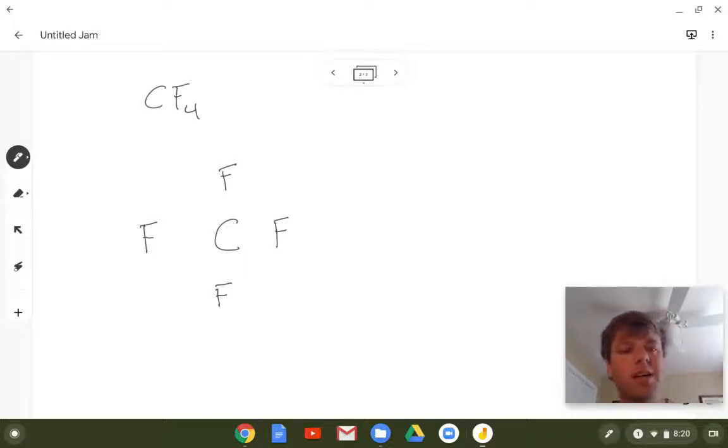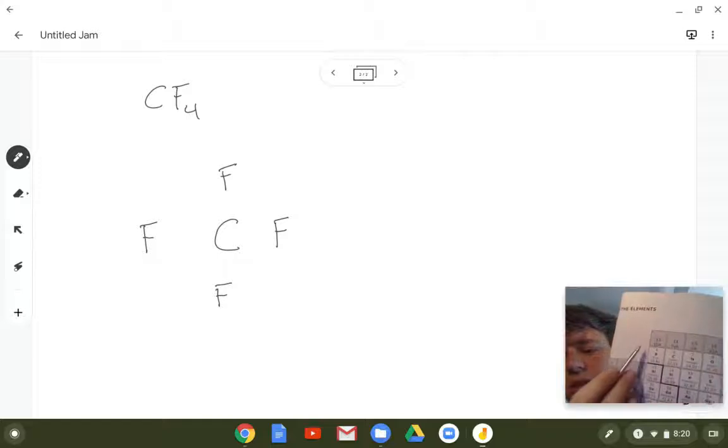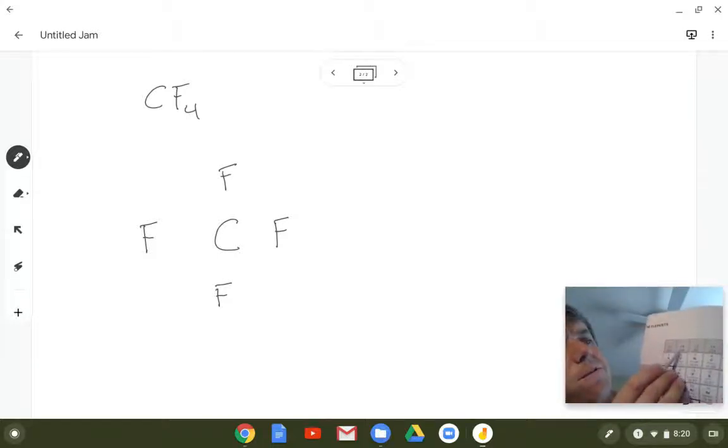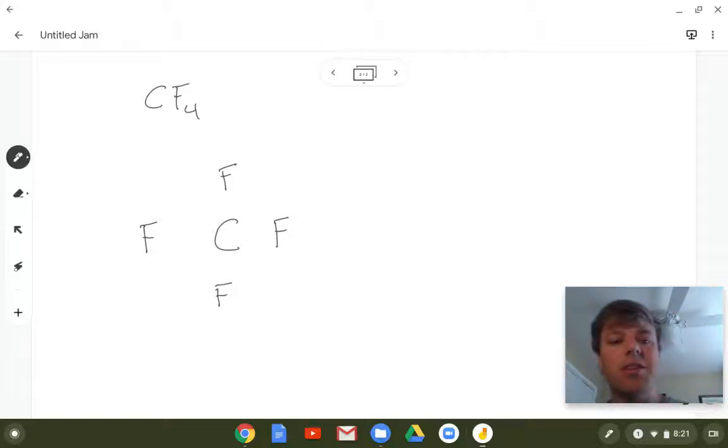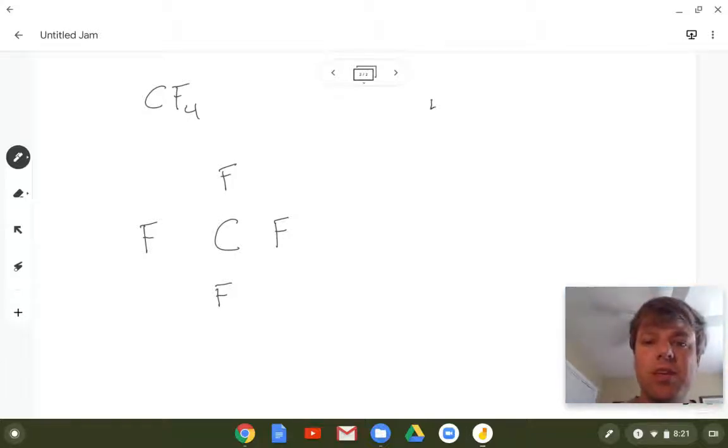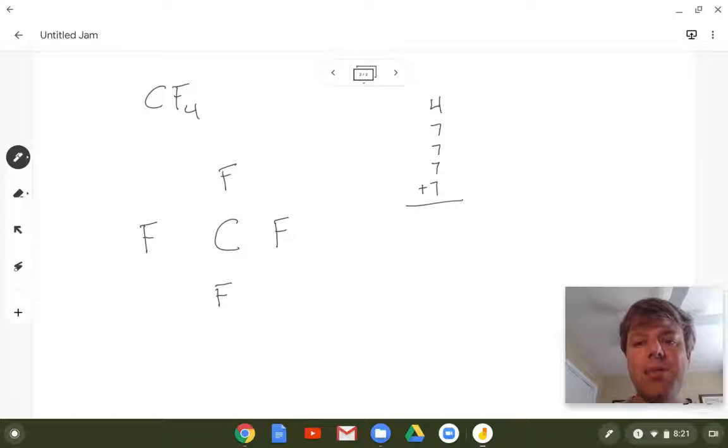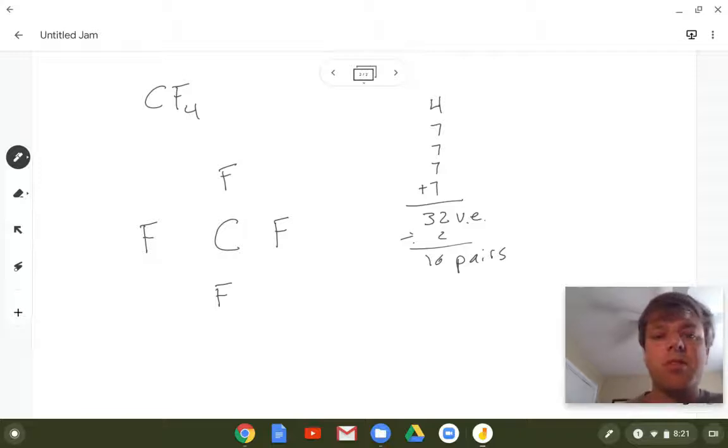And if we check our reference tables, carbon has 4 valence electrons and fluorine has 7. So the carbon has 4, plus each of the fluorines has 7 valence electrons. So we add all those up, and that's going to give us 32 valence electrons, or 16 pairs. It's a lot easier just to count pairs.